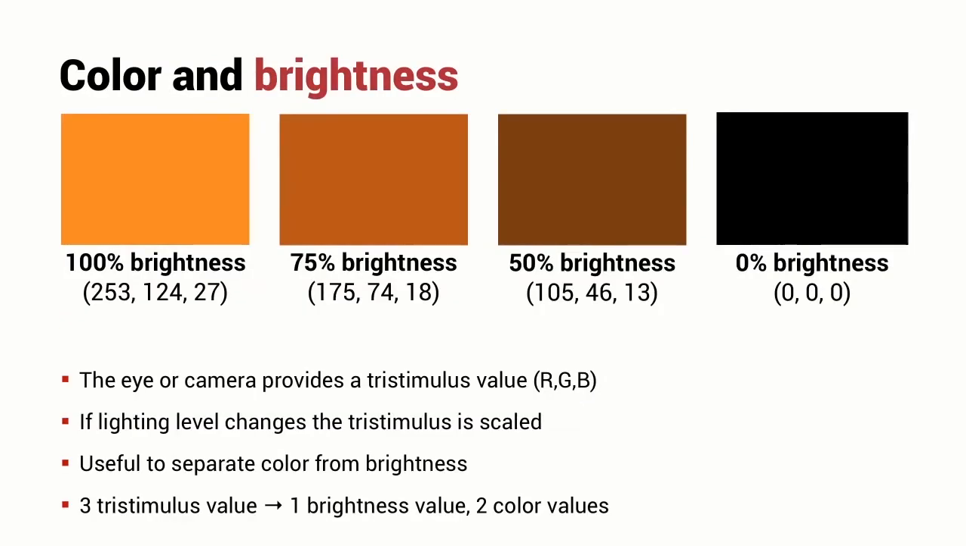Now, if I look at an object with a particular colour and I change the intensity of the illumination, the appearance of that object will change. And here we can see examples of the object at 100%, 75%, 50% and 0% brightness. The RGB values are changing, but the colour of the object itself has not changed. So we want to find a way to disentangle colour from intensity, to map the three, what we call tristimulus values, that's the red, green, blue value, into a brightness value and two colour values.